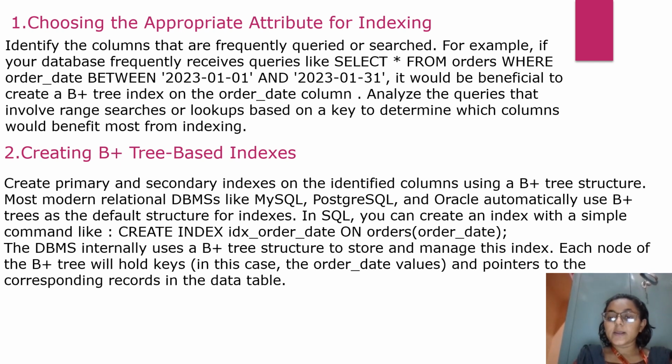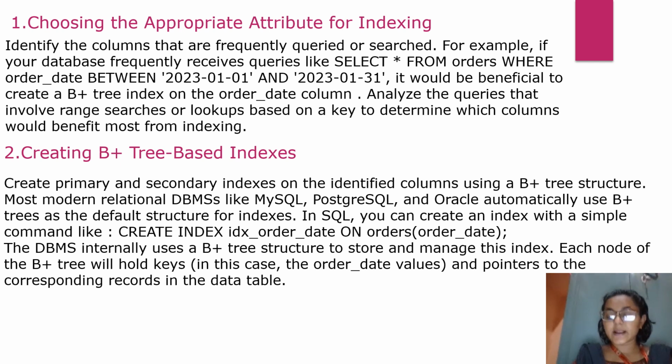For example, in an order table, select orders between the dates 2023-01-01 to 2023-01-31. It is a query which is frequently used. It would be very beneficial to create an index, or to create a B plus tree, based on the order date. Analyze the queries that involve range searches or lookups based on a key to determine which columns would benefit most from indexing. Creating a B plus tree based index.